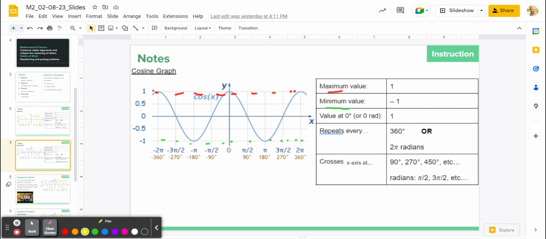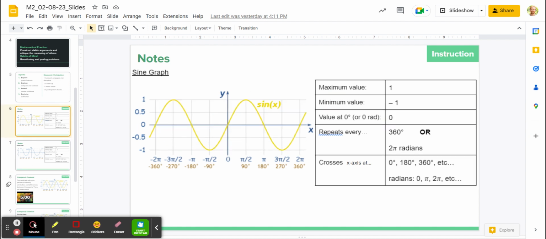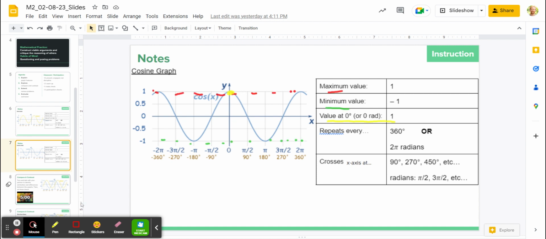And one of the big differences is that the starting point for cosine, the value at 0 degrees or 0 radians, is 1. We start at the highest point for cosine. Whereas our sine graph, if I jump back real quick, started at 0. So this also repeats every 360 degrees. If I start at 1, the time it takes me to get all the way back to 1 is a full 360 degrees or 2 pi radians. If you think about it, that's the rotation of a circle. It takes 360 degrees or 2 pi radians to get around.